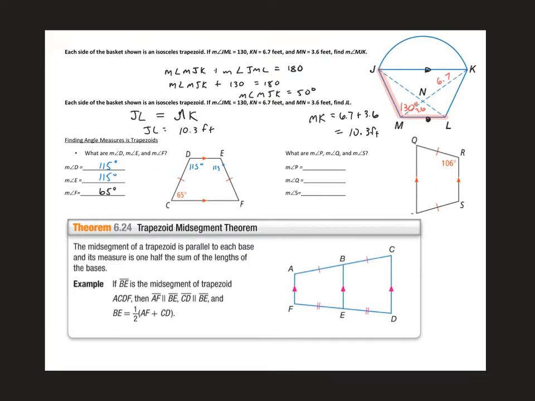I'm finished. If we look over here, this is angle P right here. It got cut off, so pardon me there. So we've got P, Q, R, and S. We know that angle R is 106, so that means angle S is 106. They are the base angles. That means angle Q will be equal to 180 minus 106. That's 74 degrees. So angle Q is 74 degrees and angle P is 74 degrees. We are finished.